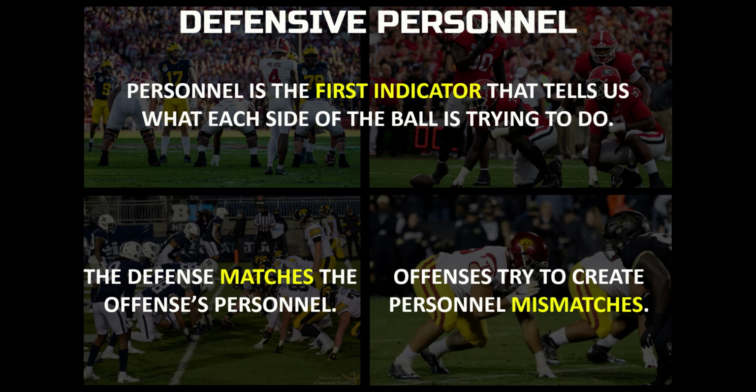The offense will do this by utilizing players who can align in locations on the field that are abnormal to the player's position, like a running back lining up out wide as a wide receiver, or a wide receiver lining up in the backfield, or a tight end lining up as a wide receiver, so on and so forth.